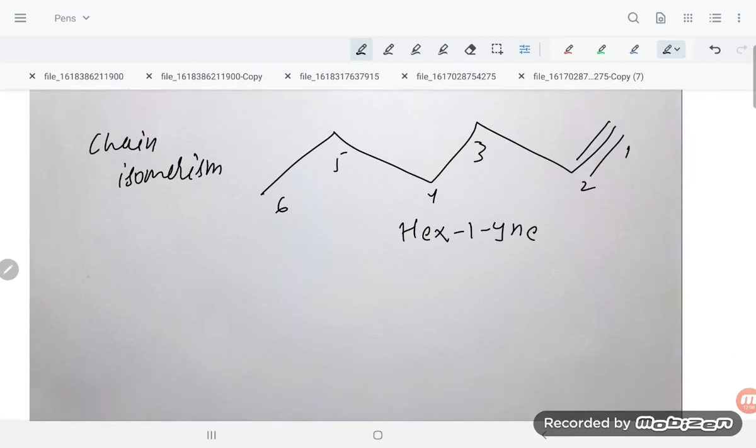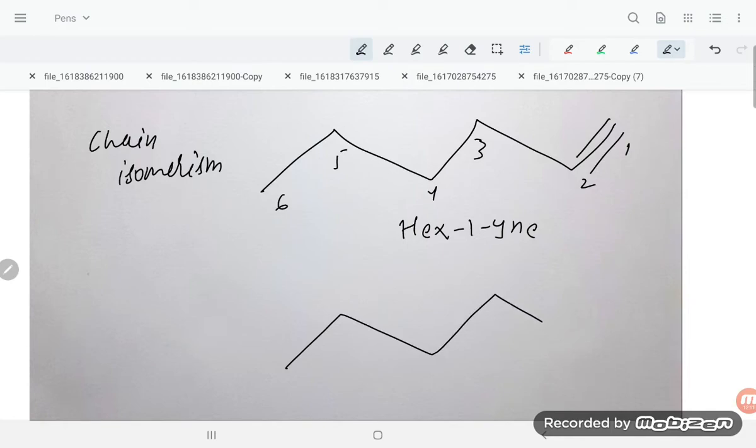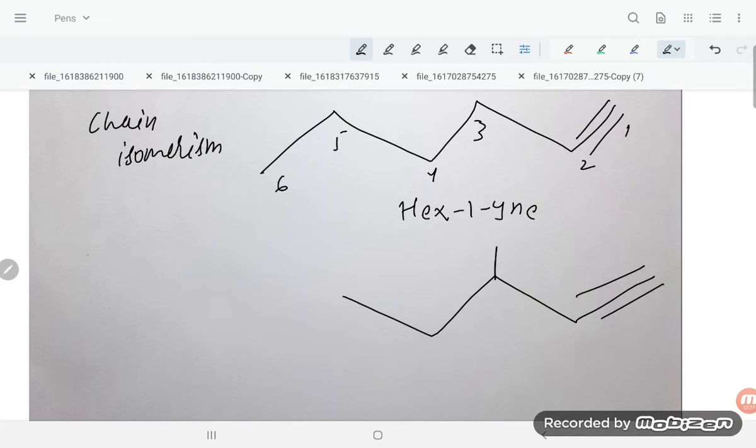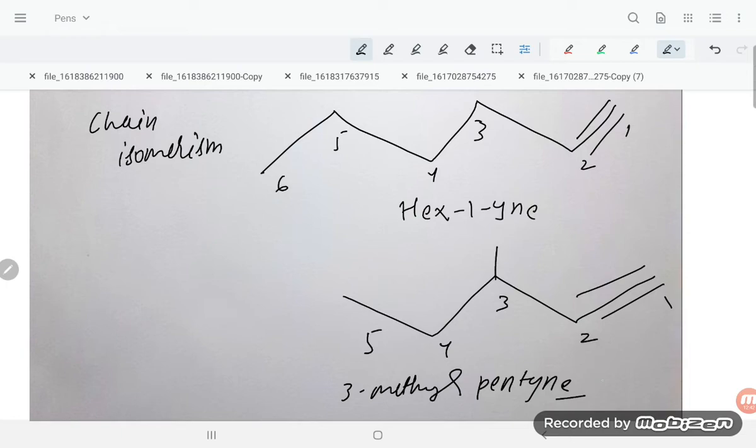Now what we are going to do is find out the name. Here we reduce the size of the chain by one carbon, and that carbon is put here, so it becomes a branch. So this becomes chain isomerism. Here you can number 1 2 3 4 5. So this is 3-methyl pentyne. So this is our nomenclature.